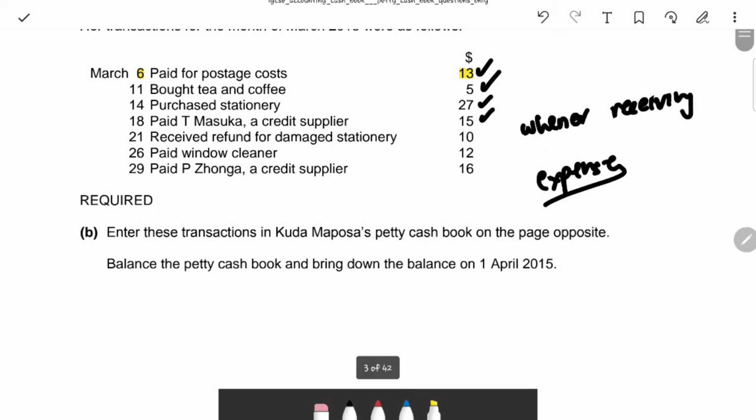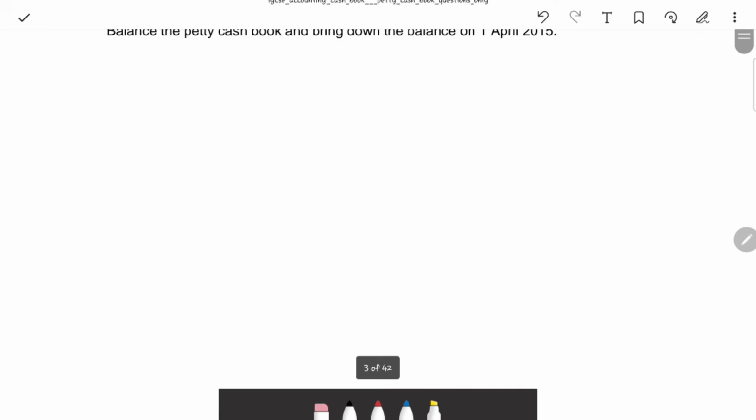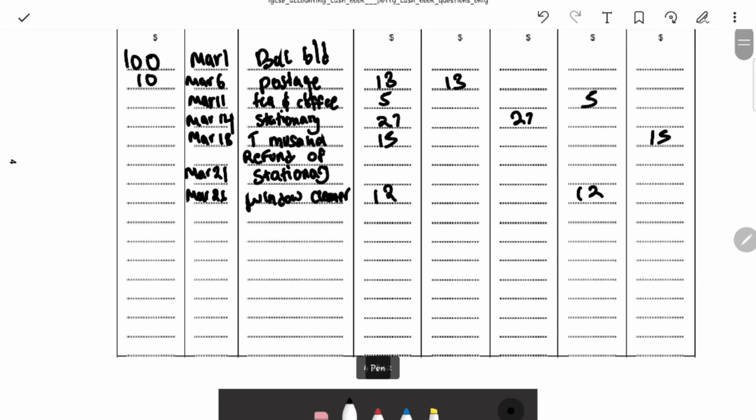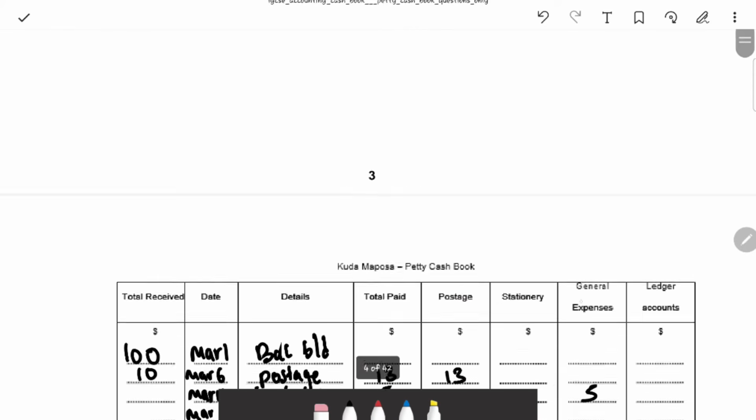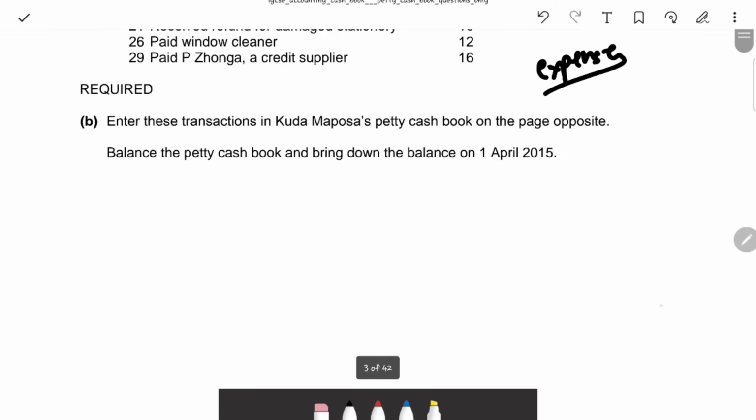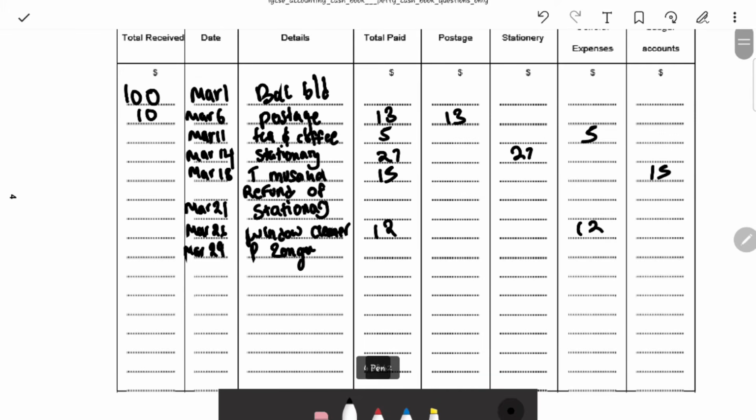And then finally, we are paying P. Zonga, a credit supply, on March 29th. So we simply come here. March 29th, we're paying P. Zonga, and we are paying him a value of $16. So total paid $16, and this will be in the ledger account. Okay, so there you go. Those were all the accounts.